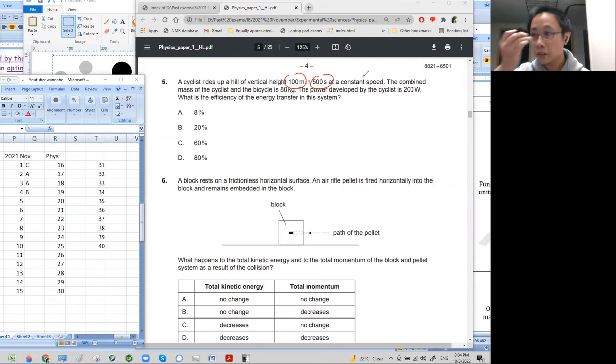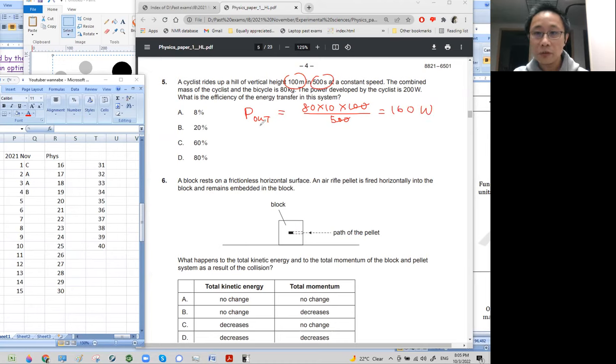Speed is constant, meaning that the kinetic energy is constant. So any work done by the cyclist does not result in a change in KE. There's no mention of friction, weirdly, so I'll just assume that the effective power output is the change in GPE. So that's 80 times gravity, which is 10, times 100 meters, all divided by 500 seconds. Cancel. That's 160.